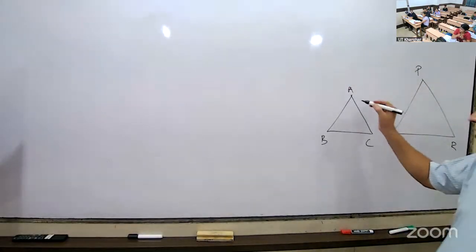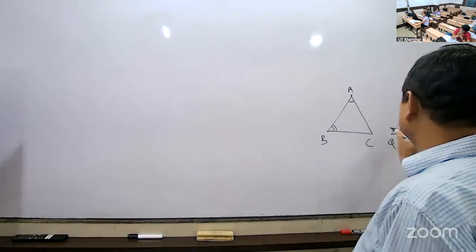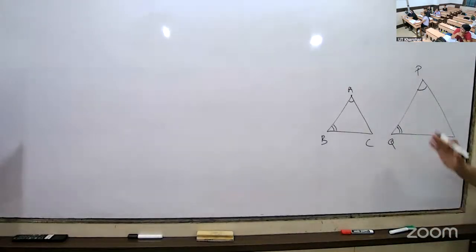Now look, if it is given as this, what is marked over here? Angle A is equal to angle B and angle B is equal to angle Q. How about angle C and angle R? Are they equal? Why? 66. 66. No, there's 180, angle sum property. Yes or no? Sum of the angles is equal to 180.